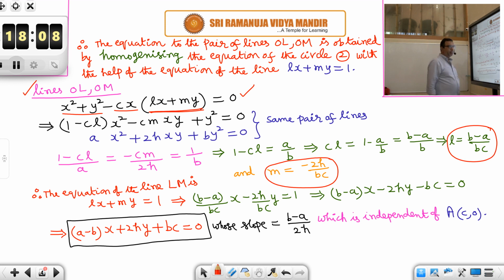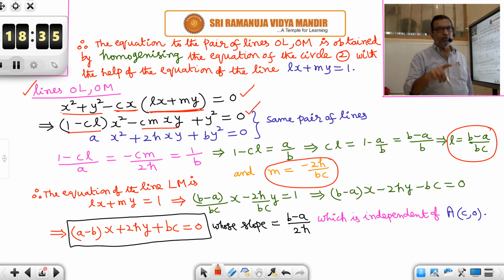That's all. That is the pair of lines OL, OM. So if you expand and simplify, the x square coefficient here is 1 and here minus CL, so (1 minus CL) into x square. Next, here this into this, minus CM xy plus y square is equal to 0. This must be the pair of lines equation OL, OM according to the concept of homogenization.